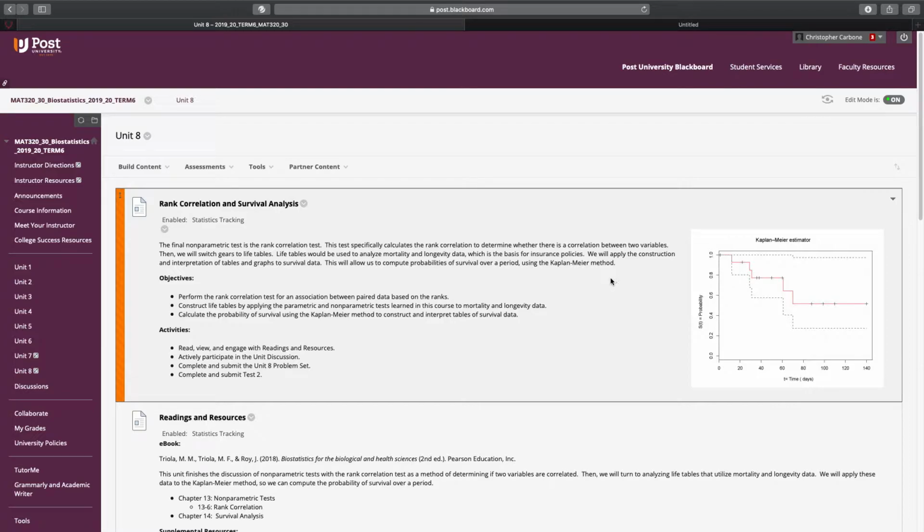We will apply the construction and interpretation of tables and graphs to survival data. This will allow us to compute probabilities of survival over a period using the Kaplan-Meier method.